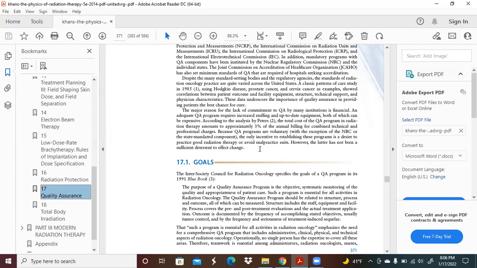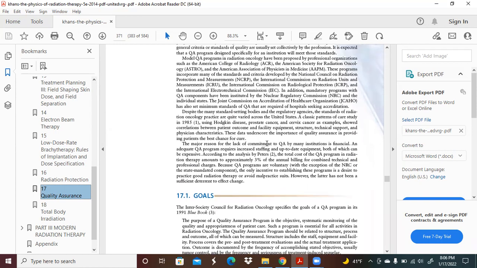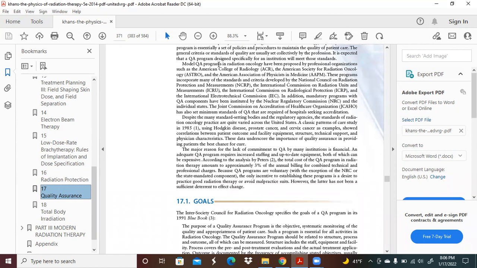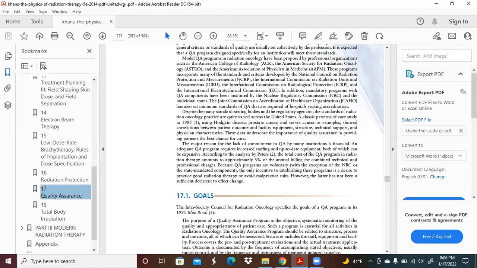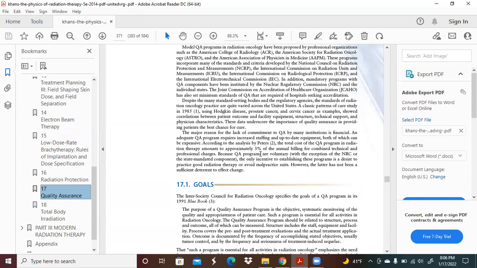And so it's very important. You have several different agencies set up here. You've got QA programs that are proposed by the ACR, ASTRO, AAPM, and they're going to incorporate certain standards and criteria from the National Council on Radiation Protection and Measurements, NCRP, ICRU, and many other acronyms we can throw around here, NRC, JCAHO, that kind of thing.